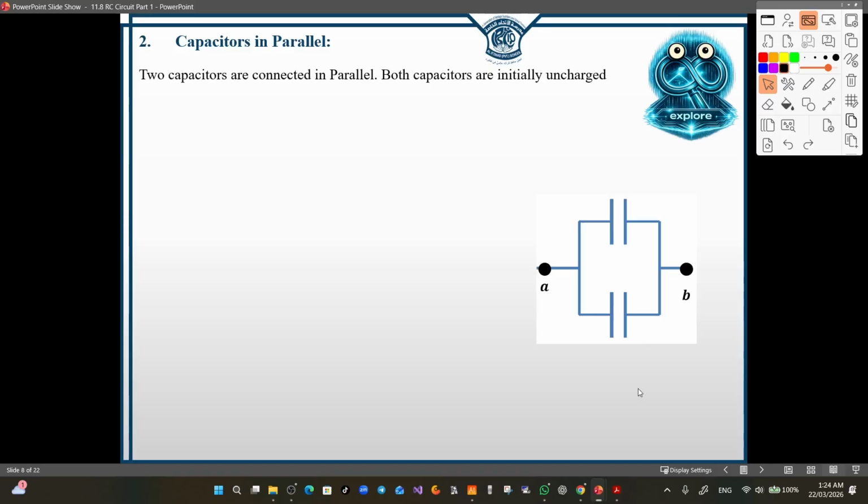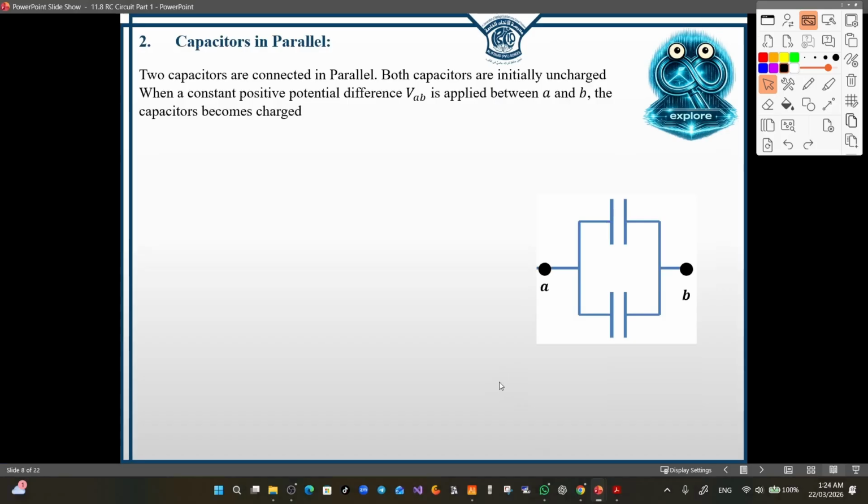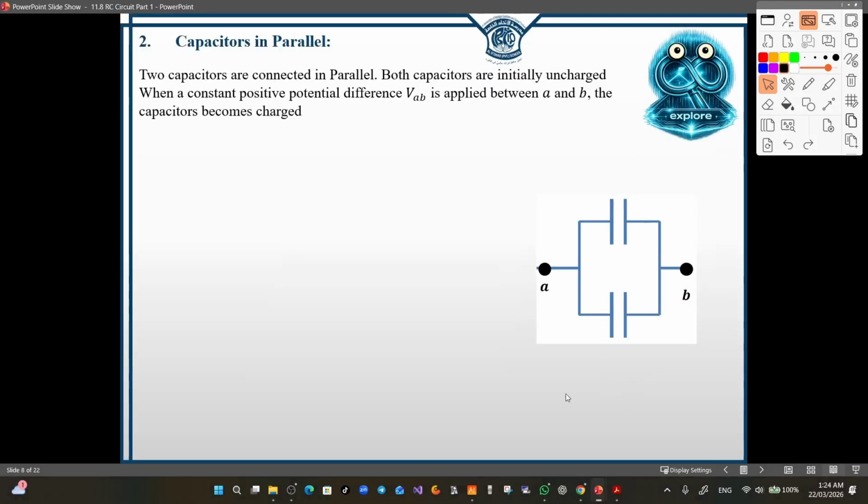Both capacitors are initially uncharged. So there is no charge in any of these capacitors and they are connected in parallel because we have two terminals in common between the two capacitors. When a constant positive potential difference VAB is applied between A and B, the capacitors become charged. And the same potential difference will be here and there because they are connected in parallel.